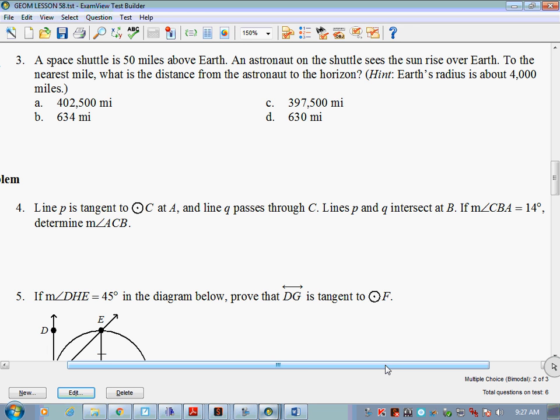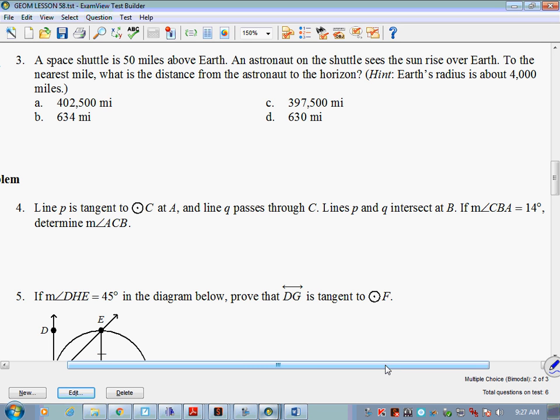A space shuttle is 50 miles above the Earth. An astronaut on the shuttle sees the sun rise over Earth. To the nearest mile, what is the distance from the astronaut to the horizon? The radius of Earth is about 4,000 miles. I think one time in one of my other classes we calculated it out, it comes out to like 37 something, but we're going to use 4,000 miles for this.